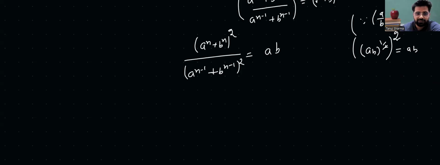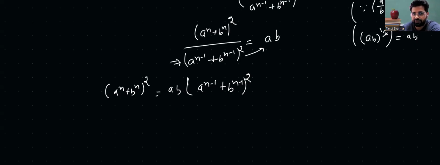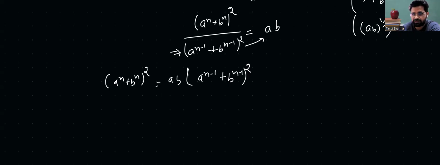The next step is that we use cross multiplication. Because this part, (a^(n-1) + b^(n-1)) whole square, is in the denominator, it will go to the other side by cross multiplying, and it is going to be times ab. Now we know the formula of (a plus b) whole square, that is a square plus 2ab plus b square. So we are going to use this formula in these two brackets.